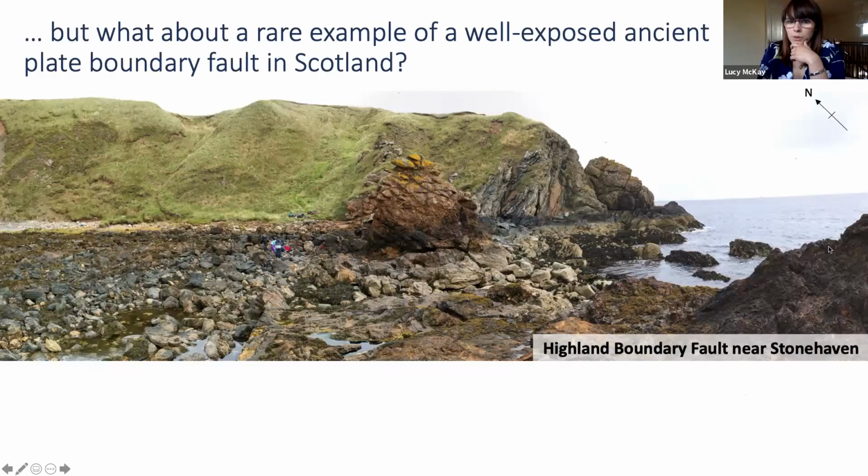So what I'm talking about tonight is the internal structure of an ancient plate boundary fault in Scotland that's relatively well exposed, unlike the San Andreas. This is a picture of the Highland Boundary Fault in northeast Scotland, and it's an important fault that's been studied in UK geology for many years, but nobody has actually looked at the internal structure of it.